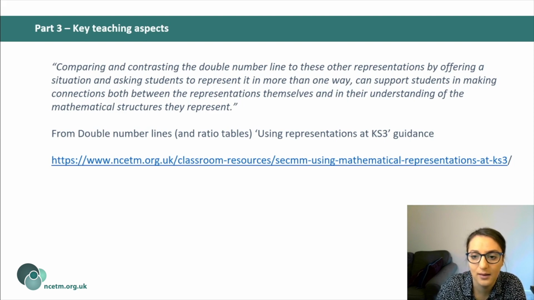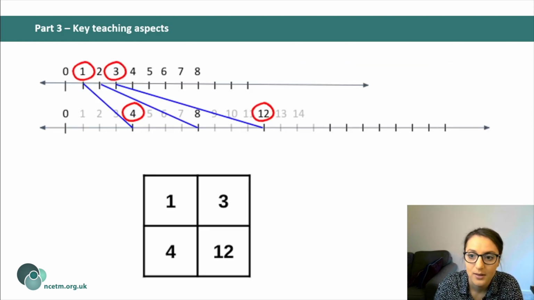And if you are looking for more information or other examples of how ratio tables and double number lines can be used effectively, then the Using Representations at Key Stage 3 guidance from the NCTM is really, really useful. I read through it before I planned my unit, and it really helped me make decisions as to which representations I was going to choose.